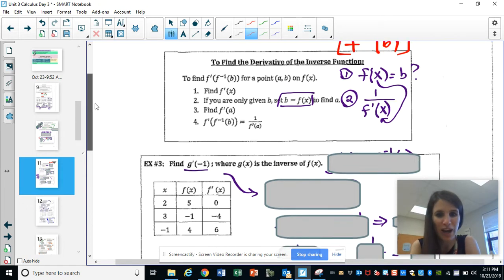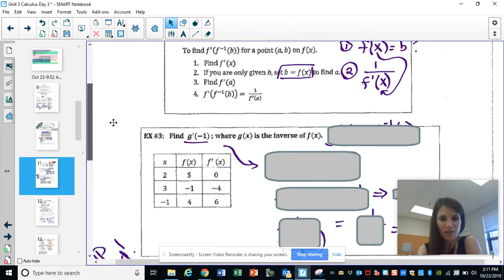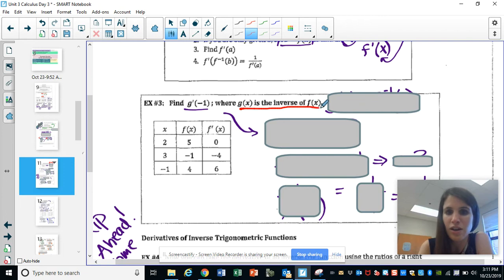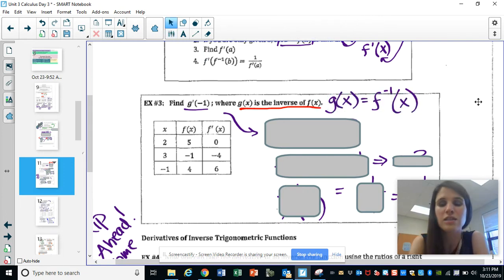All right, let's practice. Here we go. Okay, example number 3. Find g prime of -1, where g of x is the inverse of f of x. Key here, where g of x is the inverse of f of x. So then what are we trying to actually find here?